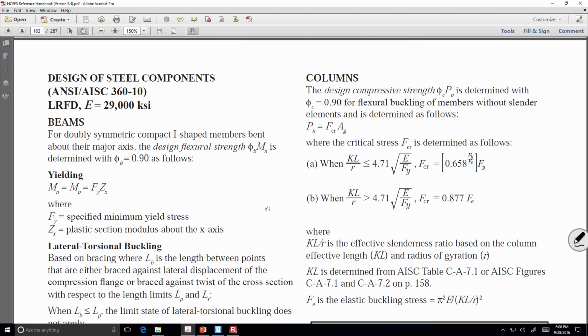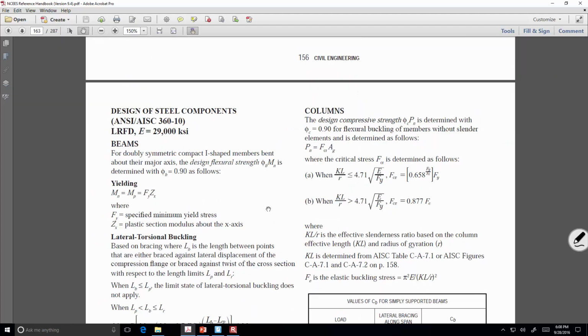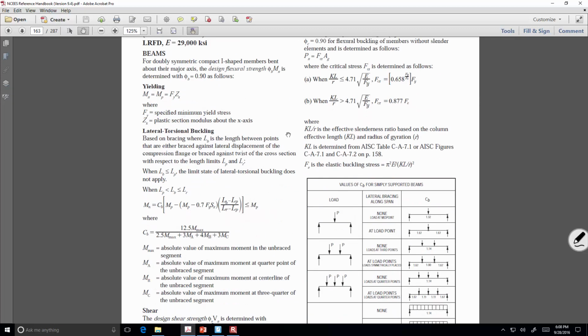Okay. So you all have the steel component section as well. So the first thing that's actually in there is the beam section. So remember your plastic moment capacity and then lateral torsional buckling. You've got your definitions for your moment gradient factors, C_b, as well as tabulated C_b values for various cases. Remember, we talked about this near the very end.